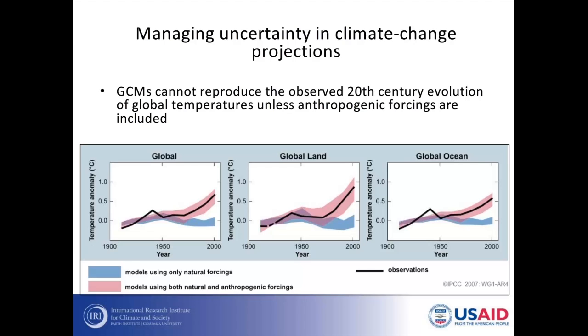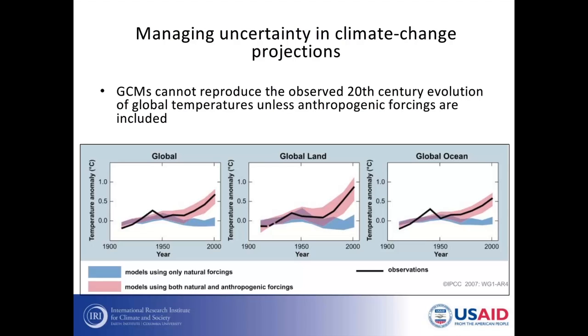This second point is illustrated here in this graphic, taken from the IPCC fourth assessment report. The panels show the evolution of temperature globally, as well as over land and ocean separately on the right. The range of GCM simulations of models that include both natural and anthropogenic forcings are shown in the pink range, which quite closely match the observed estimates over the 20th century, which are given by the black line.